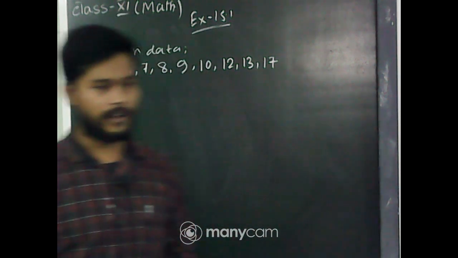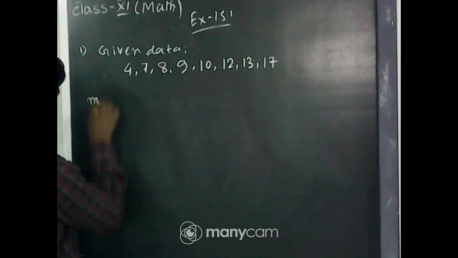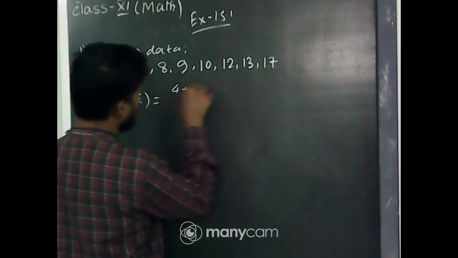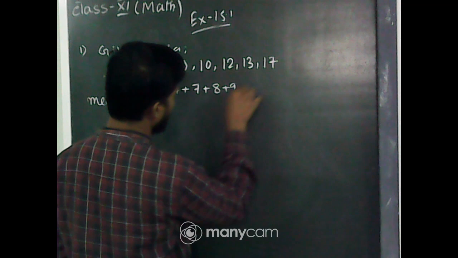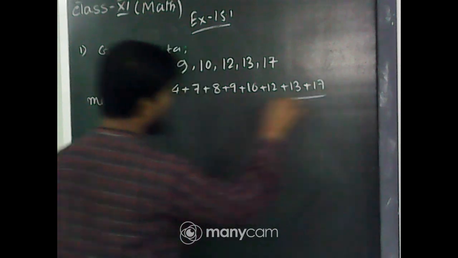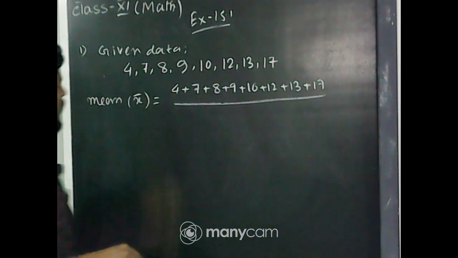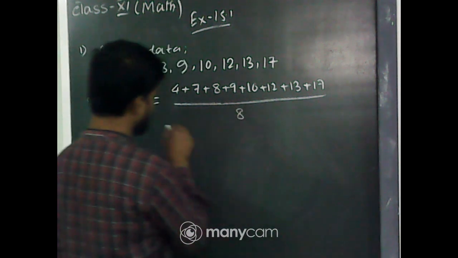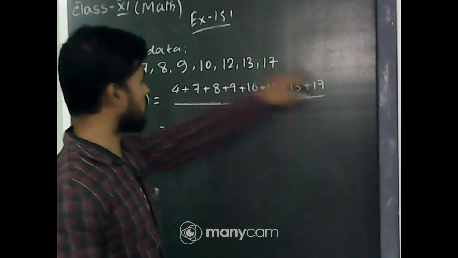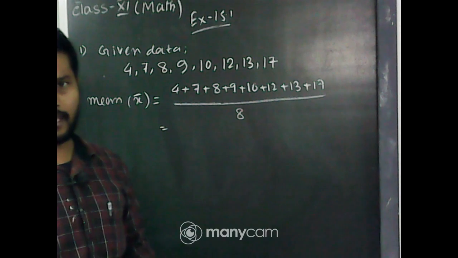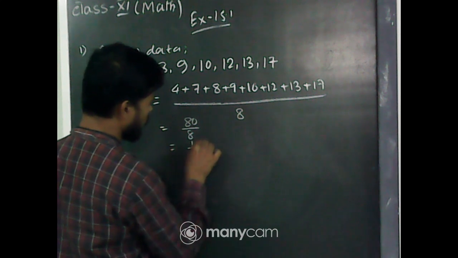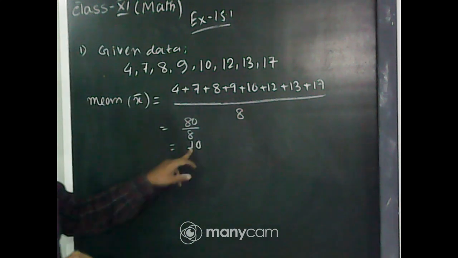So first find the mean of the data. The mean of this data is given by just adding them: 4 plus 7 plus 8 plus 9 plus 10 plus 12 plus 13 plus 17 divided by the number of data. As there are 8 data, we have to divide by 8. Now we find the sum of all values in the numerator. If we add them, the result will be 80. So 80 by 8 is equal to 10. That means the mean of this given data is 10.